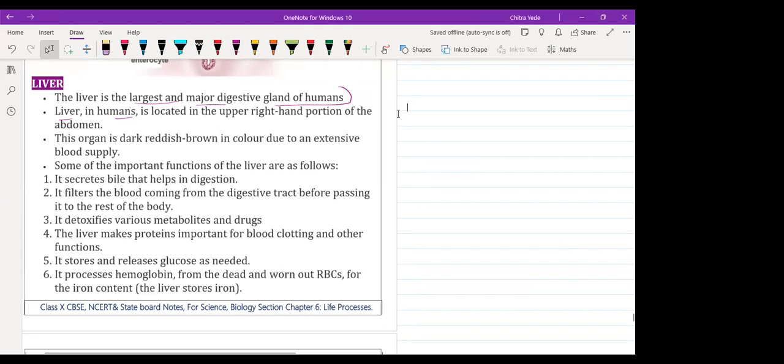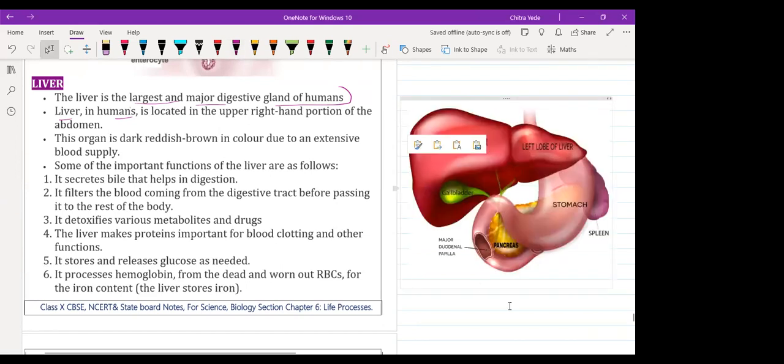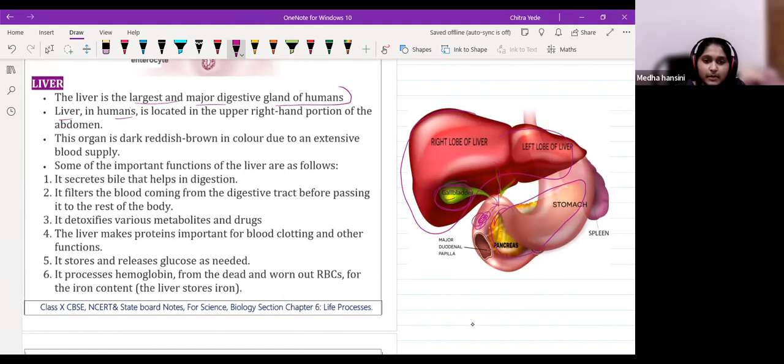Let me show you how it looks. Here we have the liver. That part is the liver. Here we have the pancreas, and here we have the gallbladder. The pancreas as well as the liver secrete bile juice and it is stored in the gallbladder, and from the gallbladder it enters over here. This is the small intestine, which starts from here, the duodenum part.